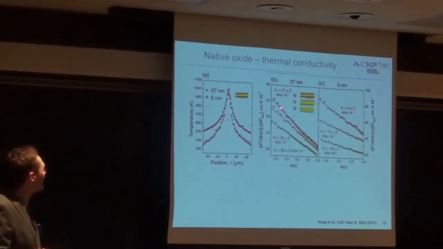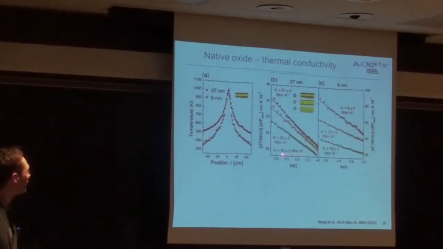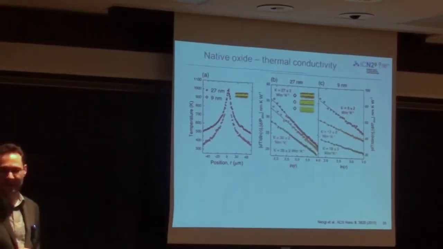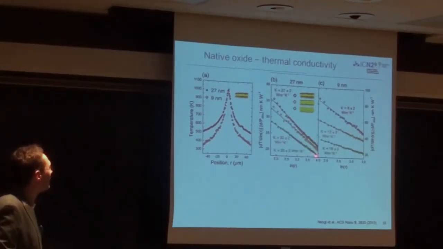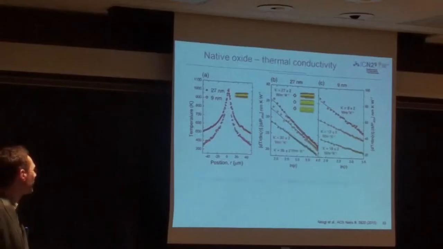And what turns out is that you start from this case in the 27 nanometer membrane, let's say we have 27 watts per meter Kelvin in the oxide layer membrane. Then we remove the oxide, the thermal conductivity goes up to 35 watts per meter Kelvin, and after partial reoxidation, we're basically finding the thermal conductivity in the middle of these values. And the effect is even more pronounced if we go to very thin structures, like here in the case of a 9 nanometer thick membrane.